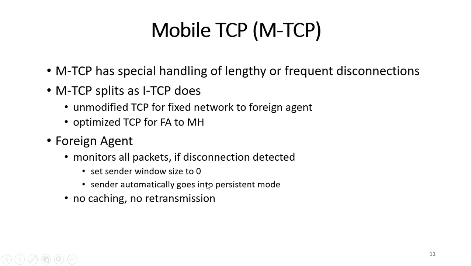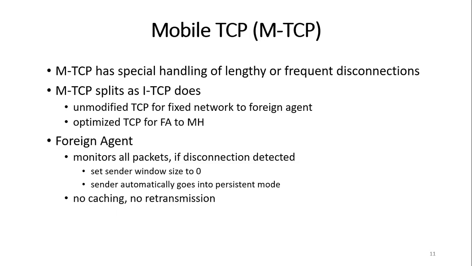So TCP handles this problem in a more favorable way. You don't have to have the intermediate buffering or cache. The foreign agent doesn't need to cache, because this variant, which is called mobile TCP or MTCP, does not use the split connection approach. Rather, it maintains end-to-end semantics.